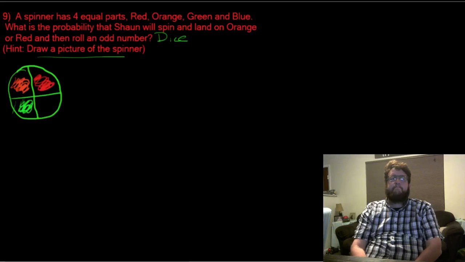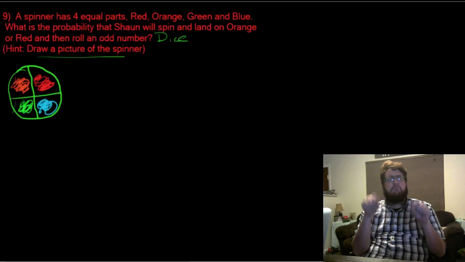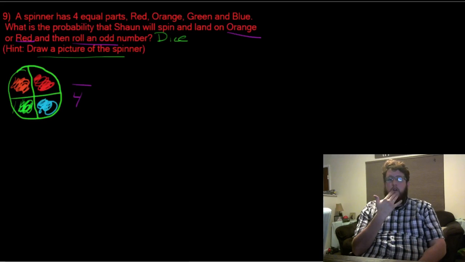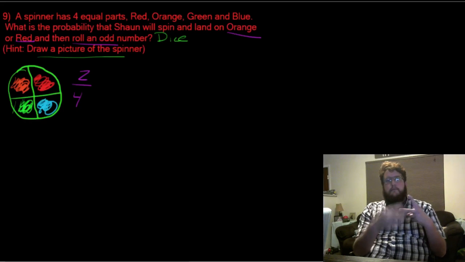And the last one is blue. So the question asks what the probability of landing on orange or red is, and then rolling an odd number. We have 4 different colors here, and red and orange make up 2 of those colors. So that's our first probability.